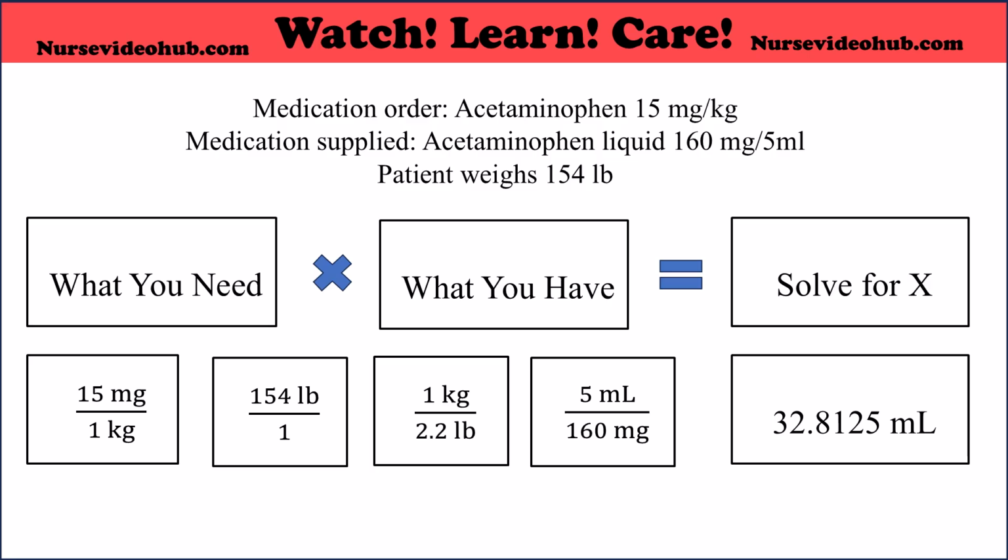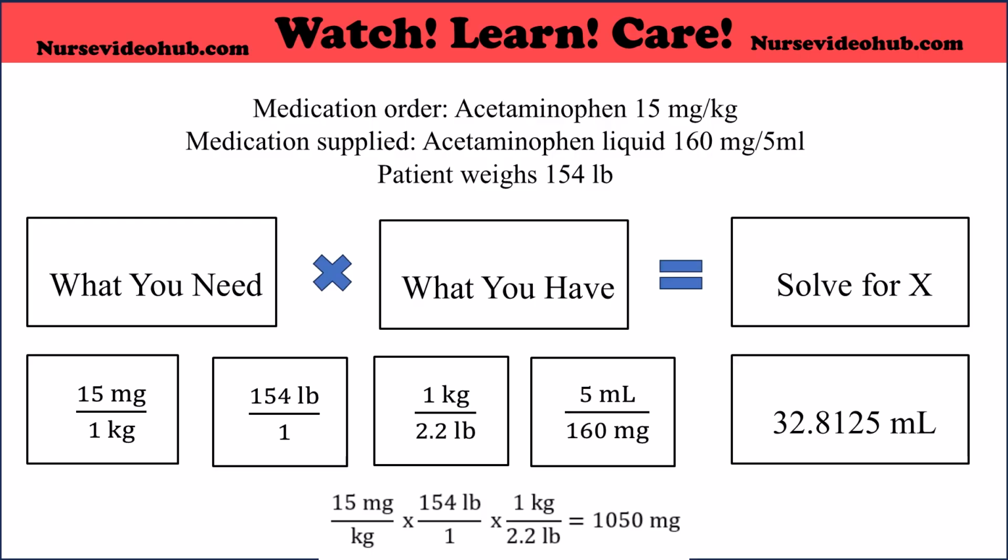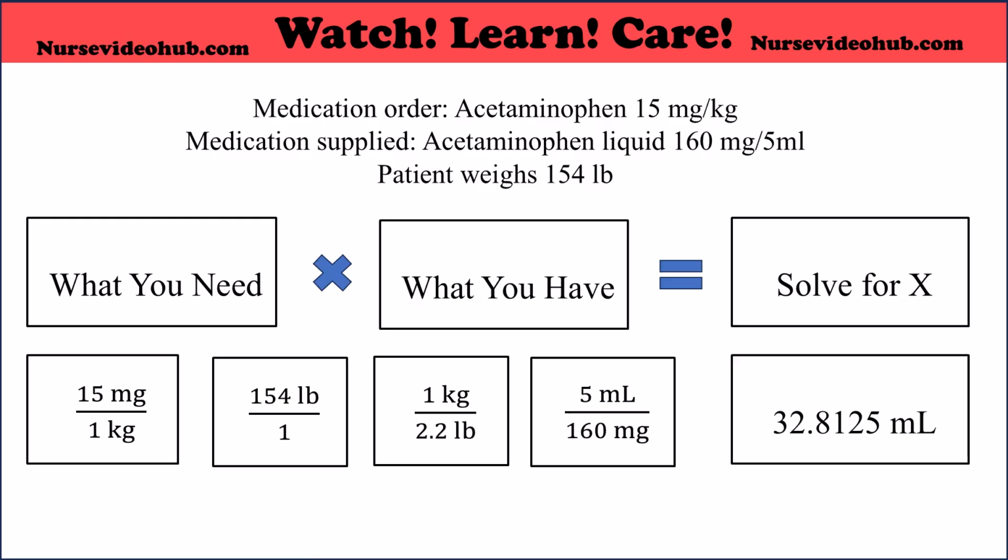The weight must be converted from pounds to kilograms. You set up the order to identify the amount of milliliters to administer. You have 2 options here. First, you can calculate the dose in a separate equation. That would entail 15 milligrams over kilograms times 154 pounds over 1 times the conversion factor of 1 kilogram over 2.2 pounds, which would give you the dose being 1,050 milligrams. And then you would set up the equation using the 1,050 milligram dosage. Or you can calculate the amount to administer without knowing the dose, as it is embedded in the equation. Let's set up for the second option.